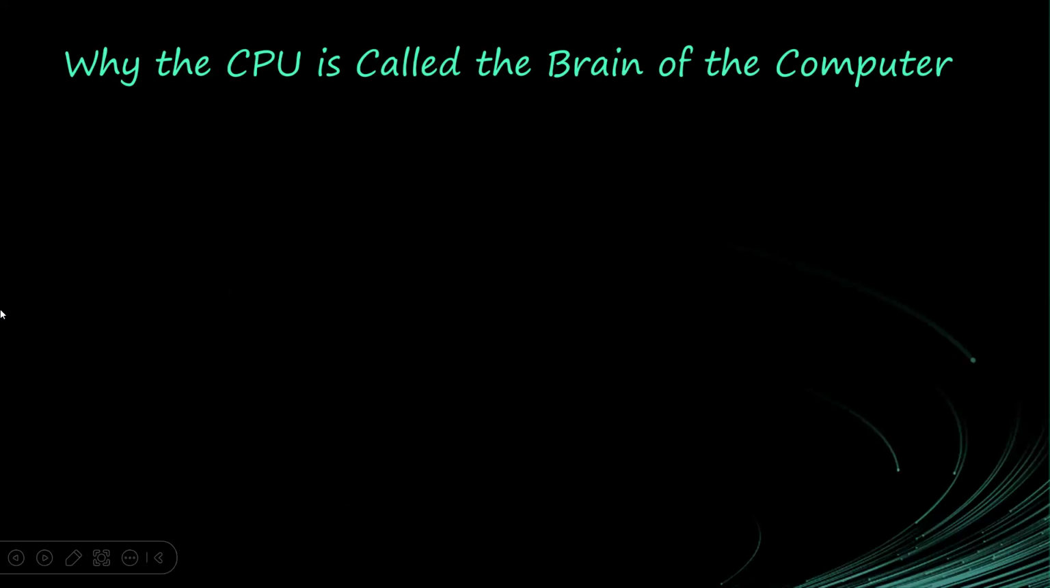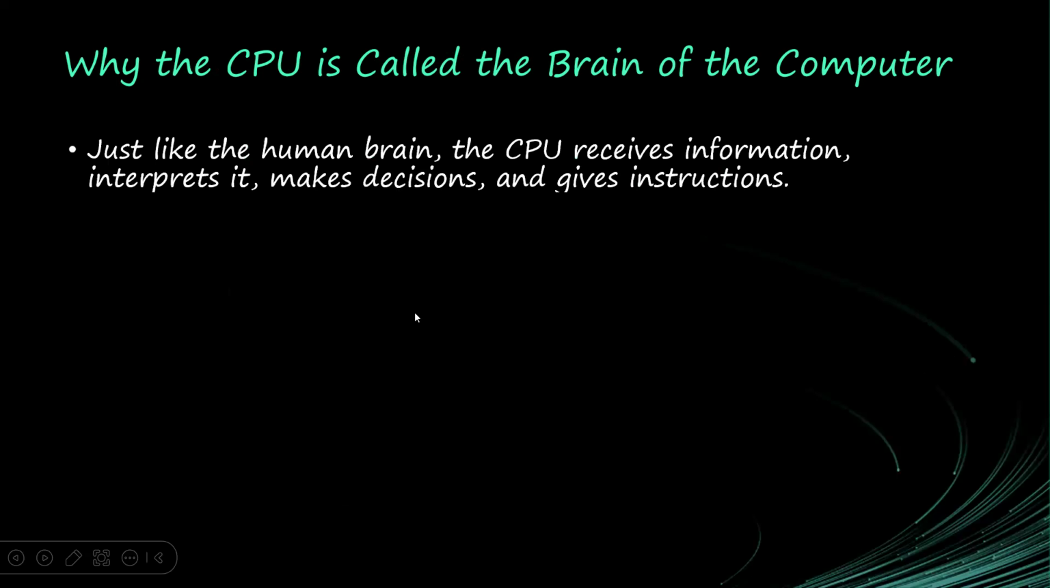So why is the CPU called the brain of the computer? It is very simple. Just like the human brain, the CPU receives information, interprets the information, makes decisions, and gives instructions. So how does the CPU receive information? The CPU receives information through the input devices.